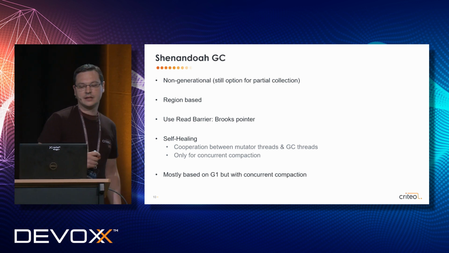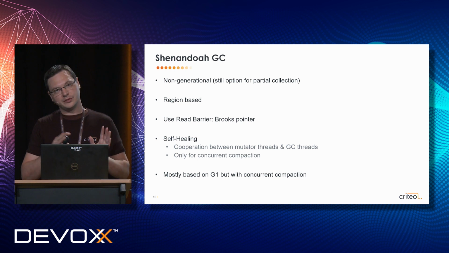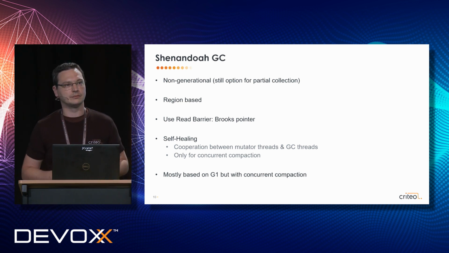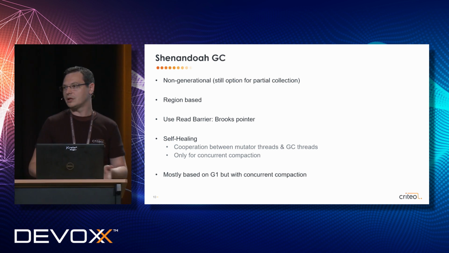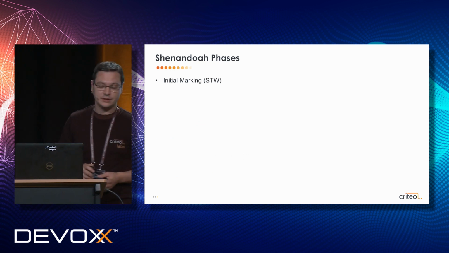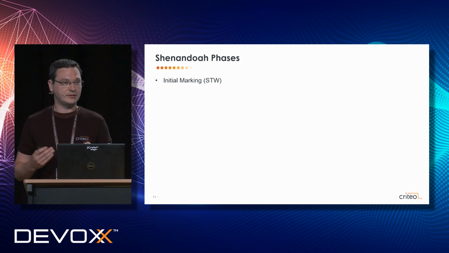So, as I said, it's mostly based on G1, so the same mechanism, but for the evacuation that you see in G1, now it's done concurrently with the application. So they can move objects while your application is still running. The phases of Shenandoah: we start with an initial marking, that is stop the world.